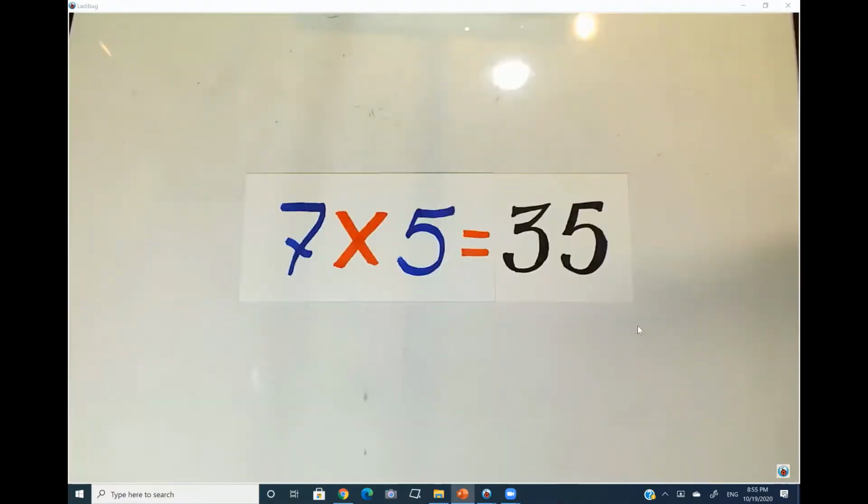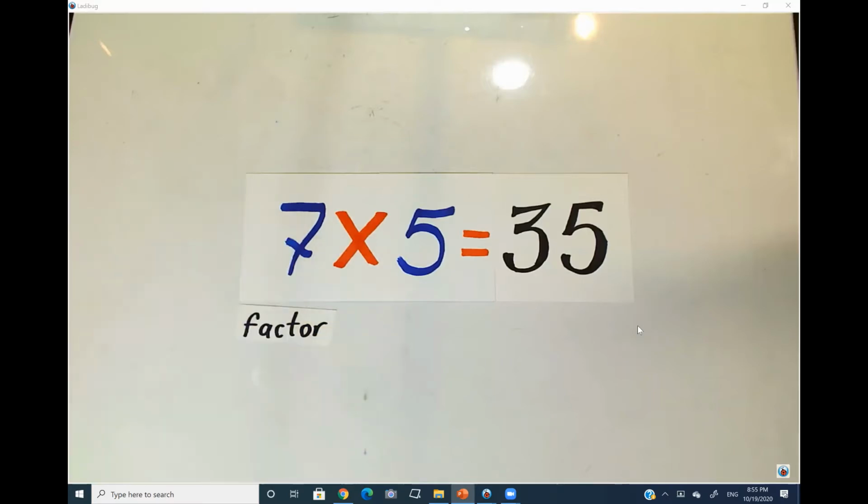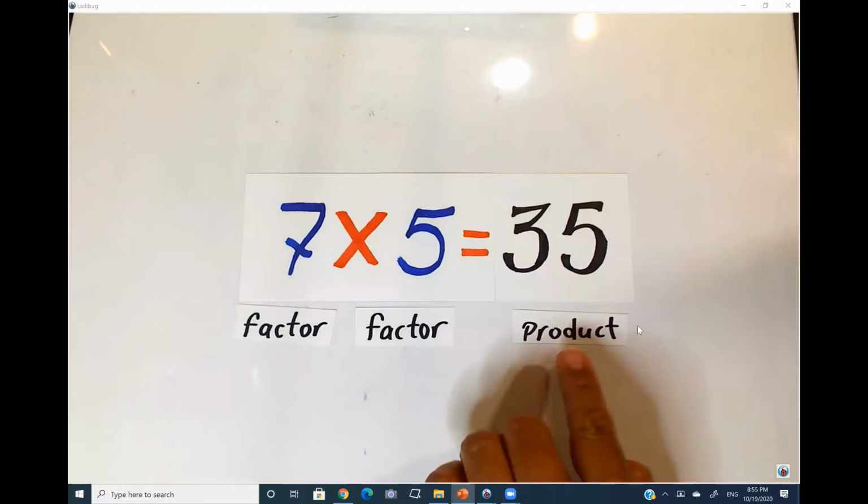Let's remember the parts of a multiplication. The two numbers that you multiply are called factors. So 7 is a factor and 5 is a factor. The result or answer of a multiplication is called product. So 35 is the product.